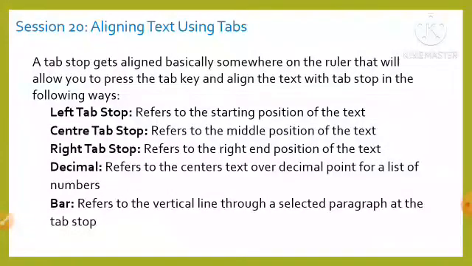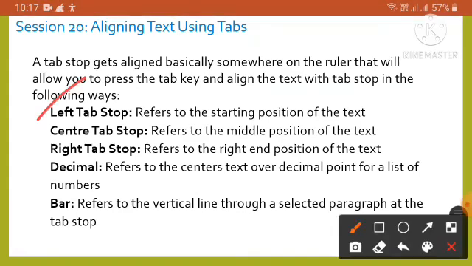Now, align the text using the tabs. So what are tabs? Tabs are often used to align the text in the documents. Adding tabs and tab stops can make text alignment a lot easier, especially while creating things such as a table of contents. A tab stop gets aligned somewhere on the ruler that will allow us to press the tab key and align the text with the tab stop in the following ways.